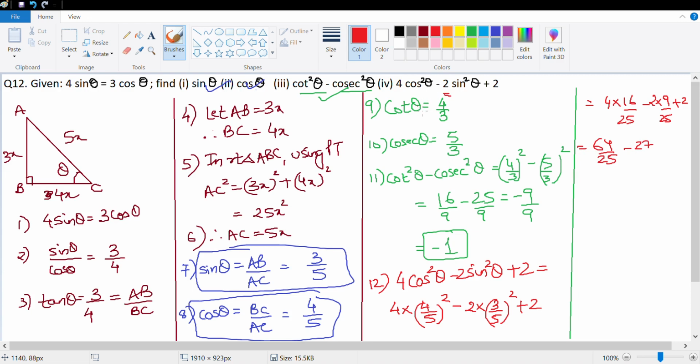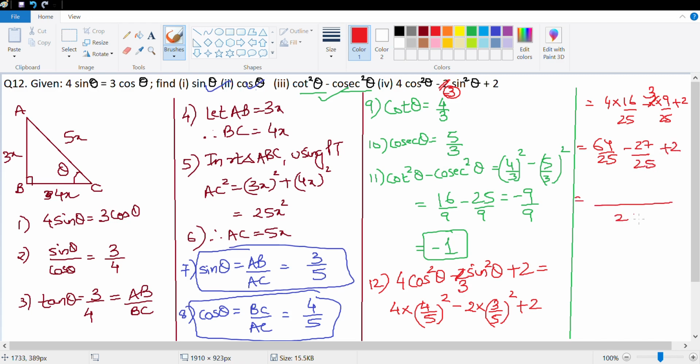2 sine square theta or 3 sine square theta? Let me just recheck the question. This is 3 sine square theta. So I've written the question wrong. This is not 2 sine square theta. This is 3 sine square theta. So this is not 2 here, 3 here. This is 3 into 9, 27 upon 25 plus 2.